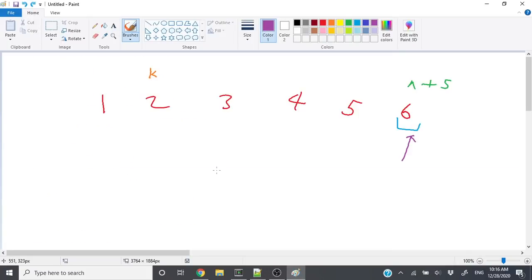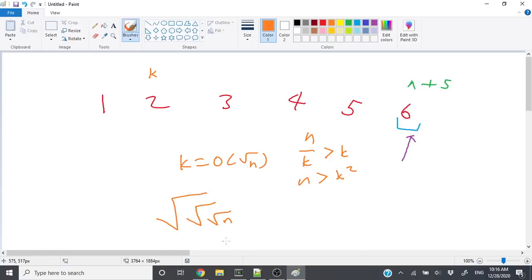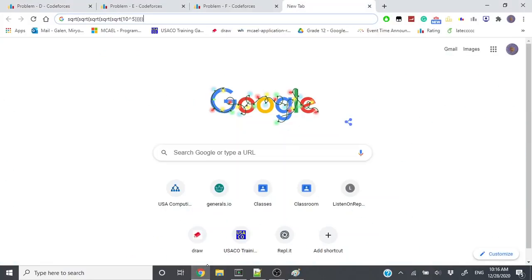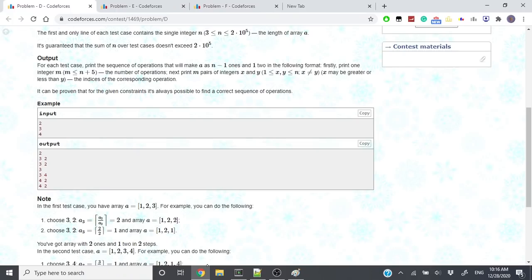And the reason this doesn't take that many operations is because k is O of square root n. Because the number that you divide by to make it greater is going to be on the order of square root n. So it's like n over k is greater than k, and then n is greater than k squared or something. That's where the square root comes from. So doing it multiple times is basically like doing iterated square roots, and this is going to converge very quickly, as I've tested here. So that's the idea basically.